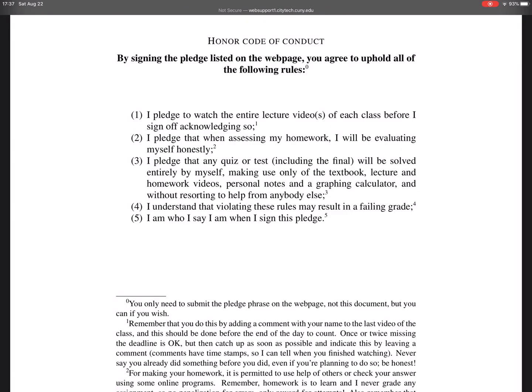And when you sign this, you have to be a man of your word or woman of your word, right? And so when you sign that you will uphold these rules, it means that you will do this, okay? Then, 4, I understand that violating these rules might result in a failing grade. And 5, of course, I am who I say I am when I sign this pledge. Okay, you cannot pretend to be somebody else or do this for somebody else. All right, so that's our code of honor.